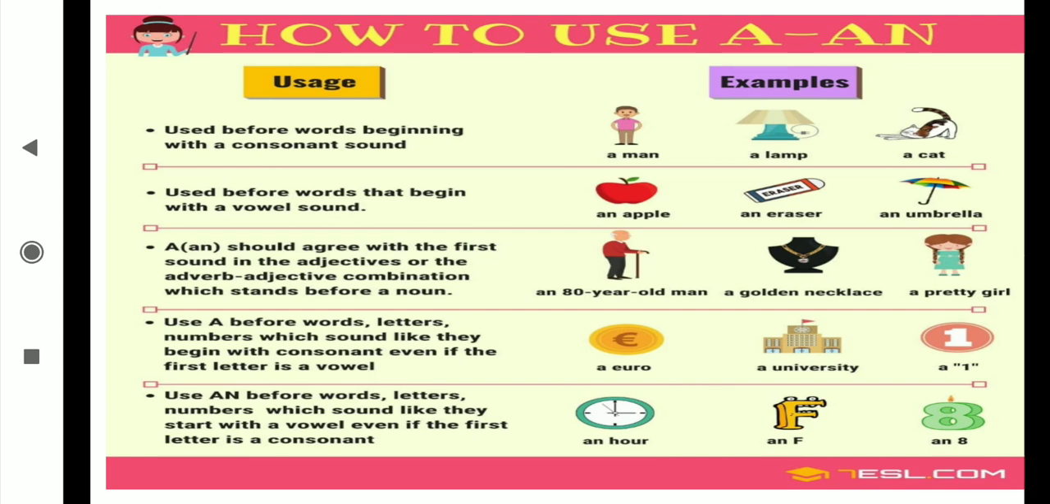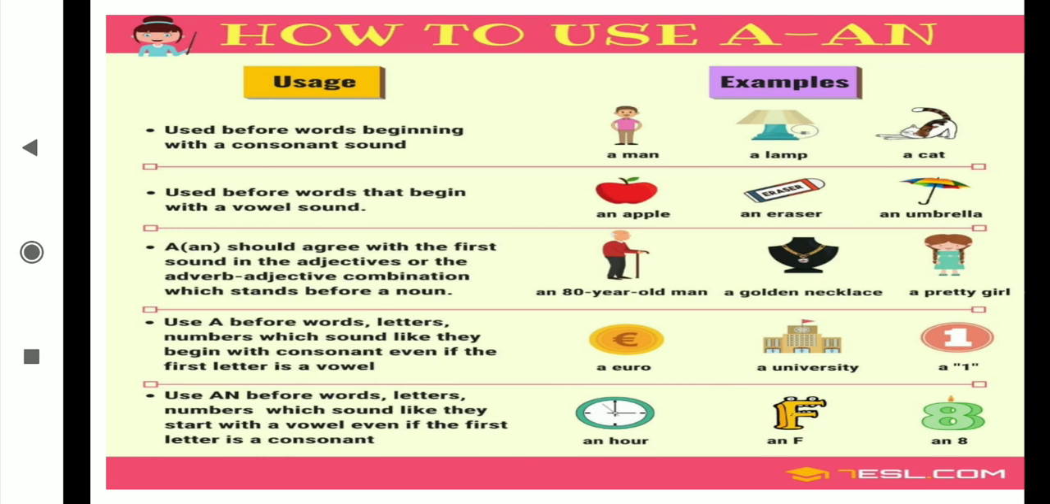Use "a" before words, letters, numbers which sound like they begin with a consonant, even if the first letter is a vowel. Now, "euro": what is the first letter? E. E is a vowel, but the pronunciation is "you". That's a euro, a university, a one. Use "an" before words, letters, numbers which sound like they start with a vowel, even if the first letter is a consonant. And "hour": we don't say "hour" with an H sound, the pronunciation is "our". That's why we use "an hour". And F: the pronunciation is "ef", that's an F. And "it", the pronunciation starts with a vowel, that's an it.